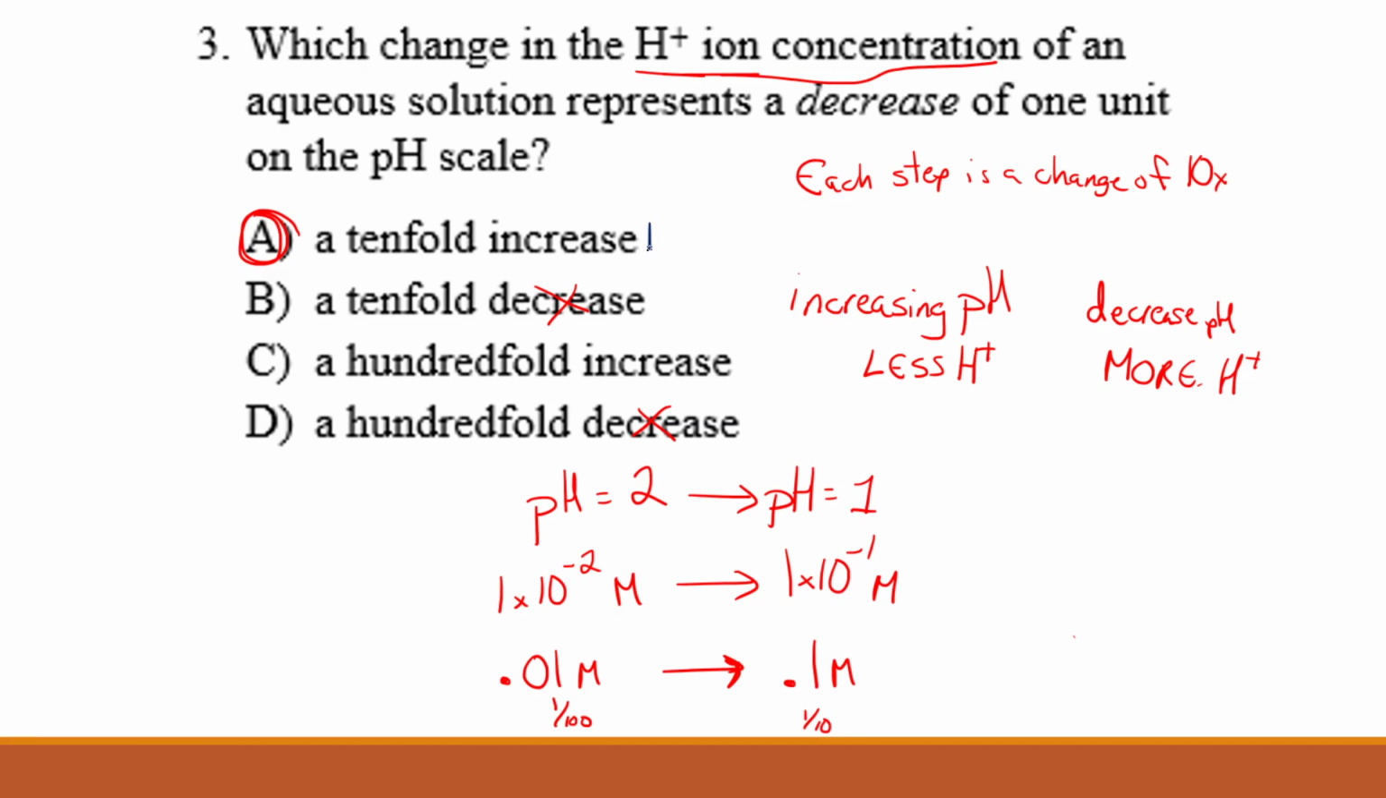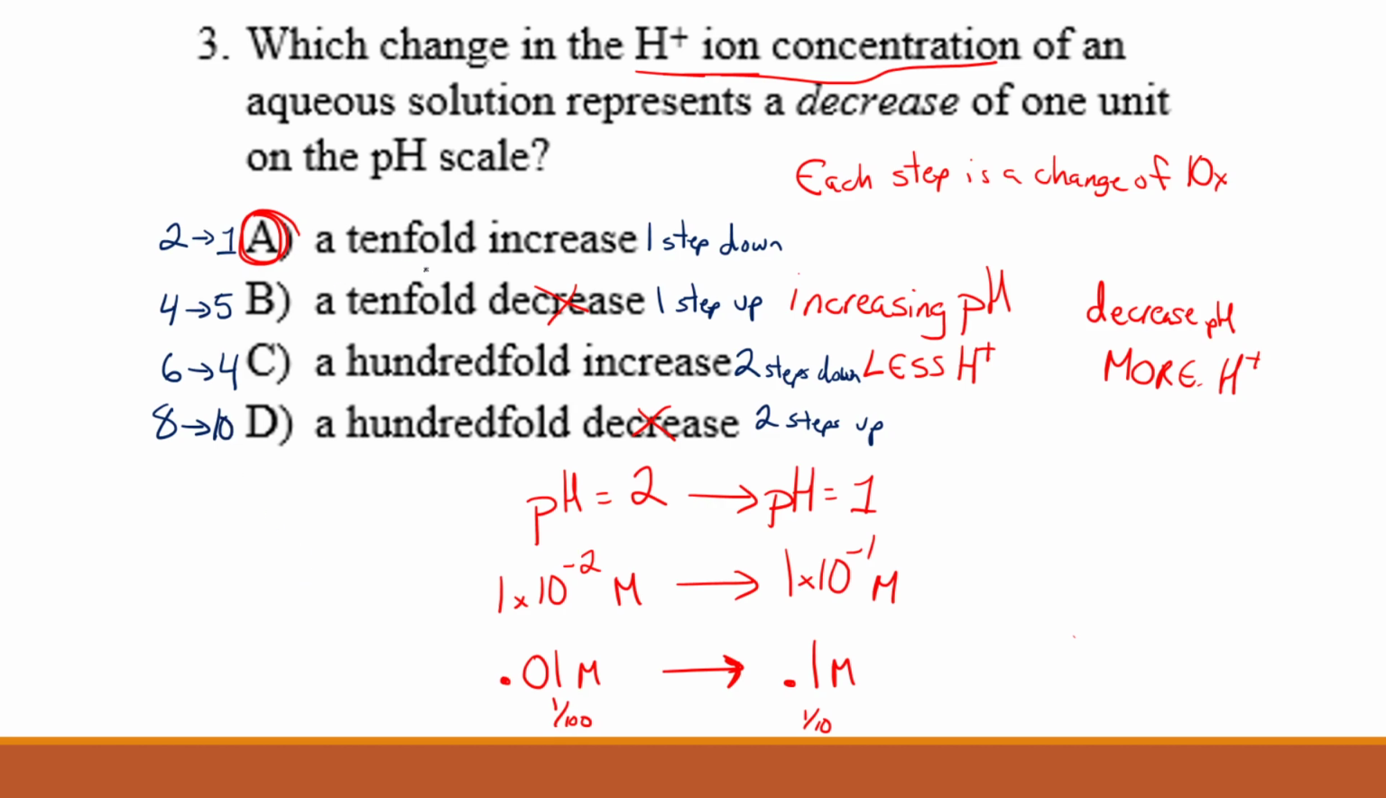This would be 1 step down. This would be 1 step up. This would be 2 steps down. This would be 2 steps up on the pH scale, right? So this could be, right, let's go 2 to 1, 4 to 5, 6 to 4, 8 to 10.